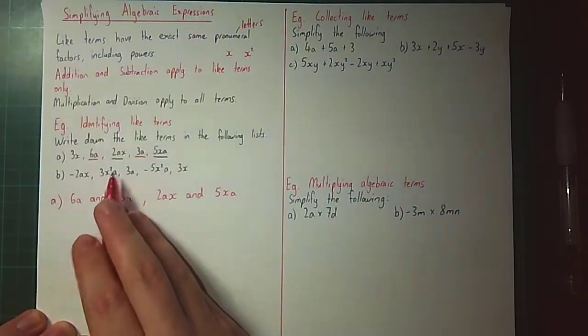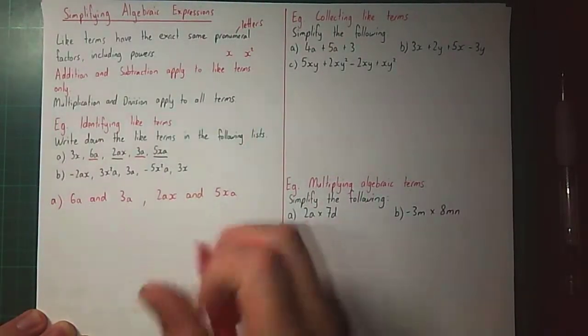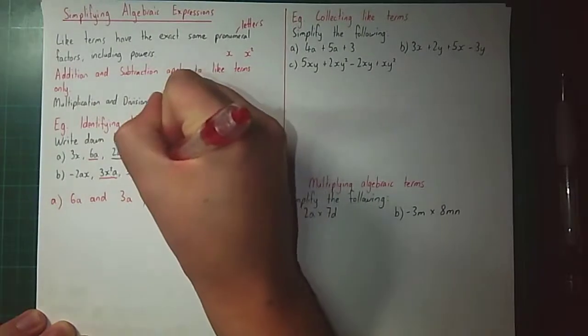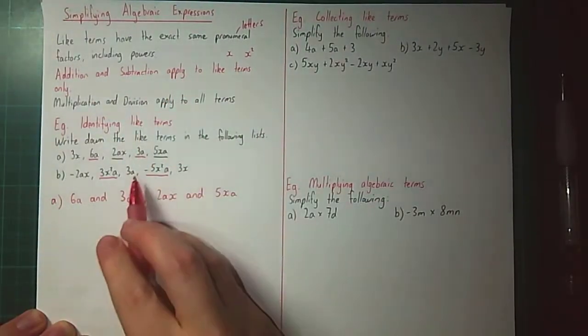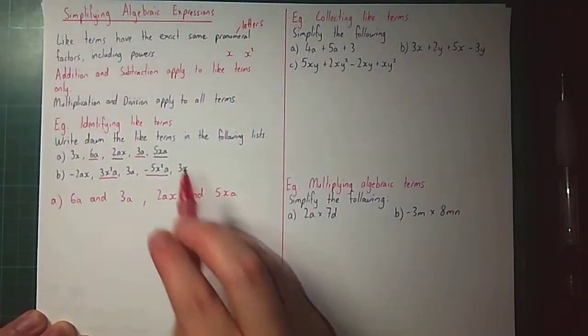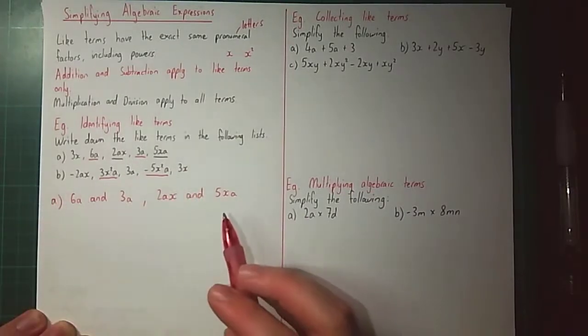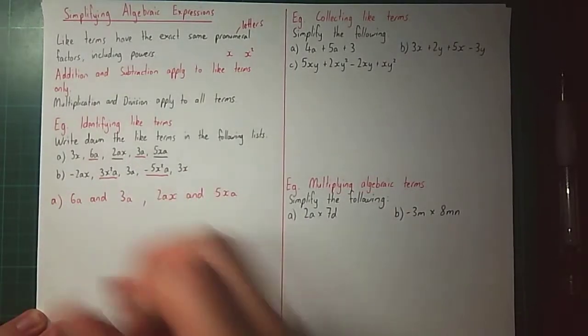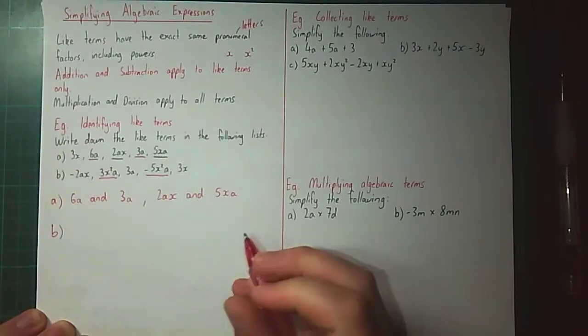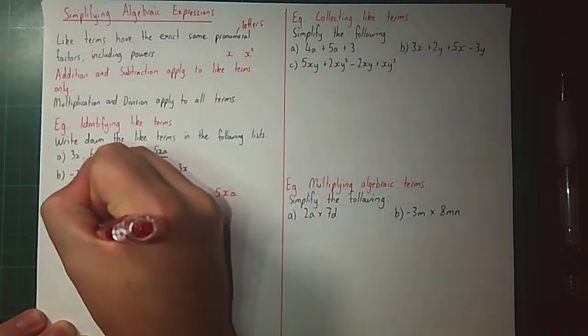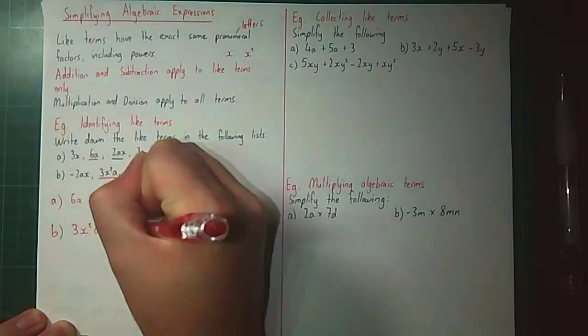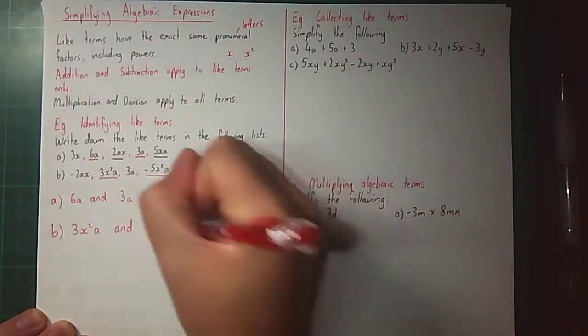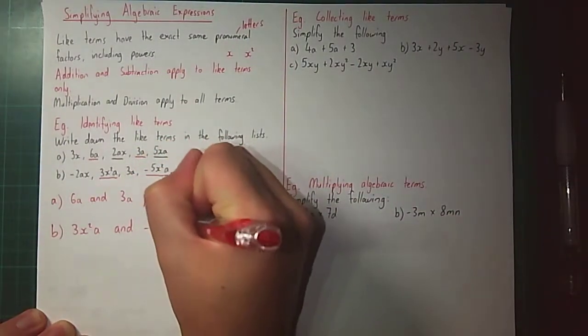However, we've got our x squared a, and then there's another x squared a. So I'm going to underline those to say that they're the same. We're left with 3a, which is the only one with an a, and we've got 3x, it's the only one with just an x. So our only like terms for B are 3x squared a and minus 5x squared a.